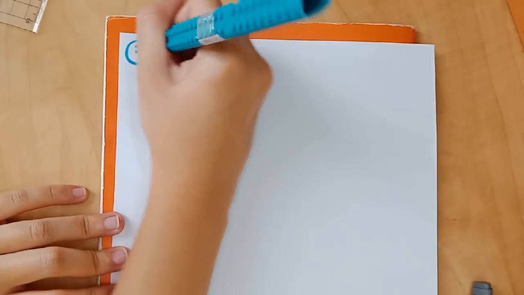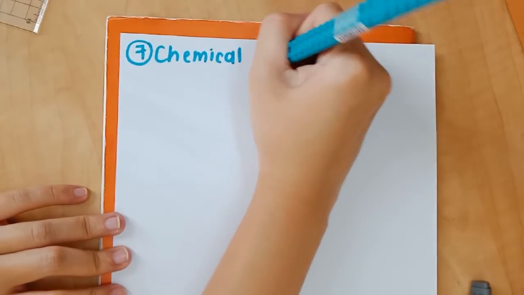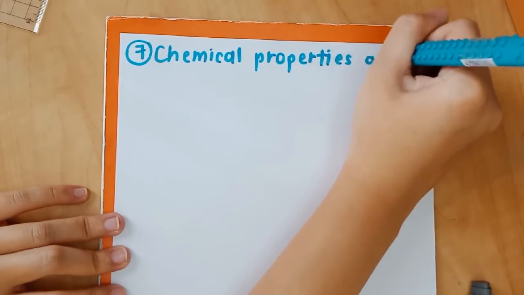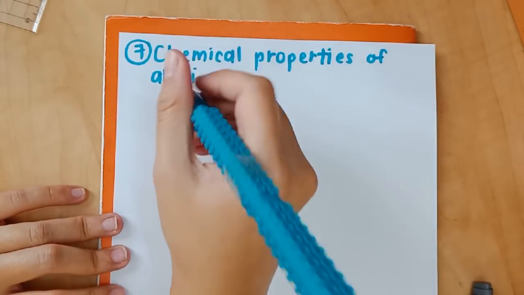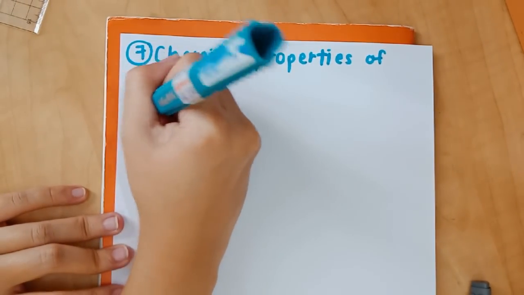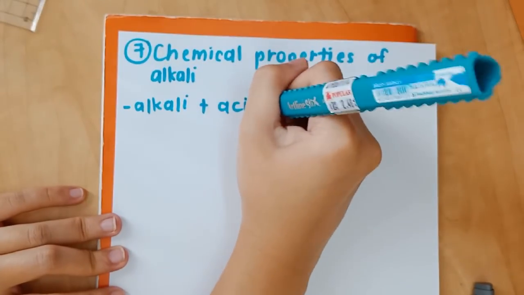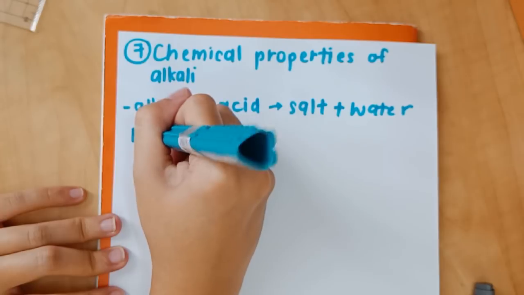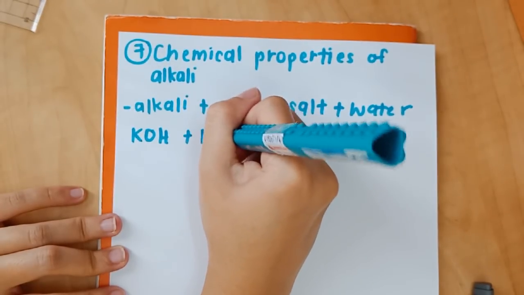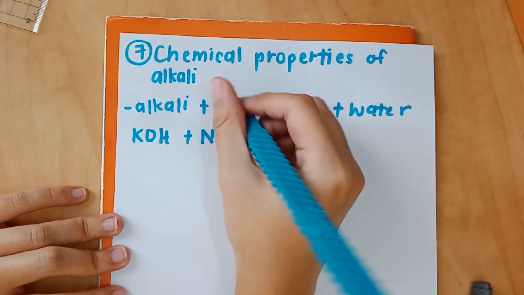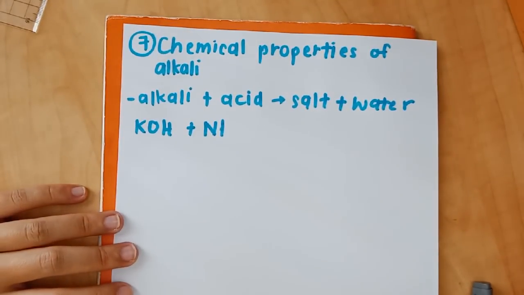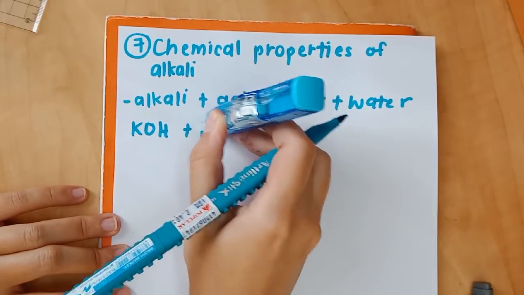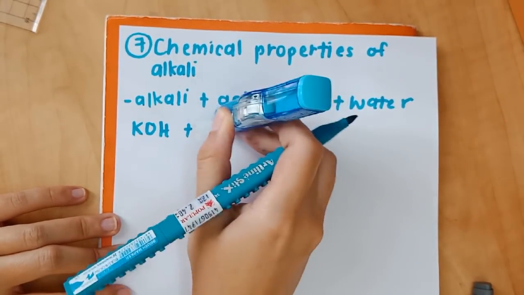The seventh thing that you have to know is the chemical properties of alkali, and the first one is actually repeated from acid just now. So the first one, alkali, when added to acid, you will obtain salt and water. I used a different example this time. I used potassium hydroxide. So KOH plus HNO3, what you will obtain is KNO3 and H2O.